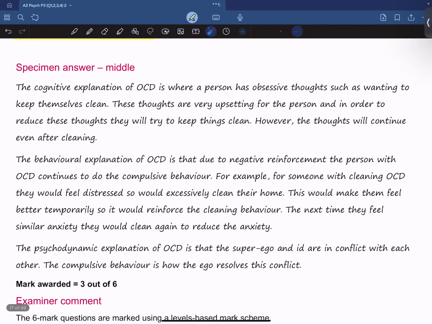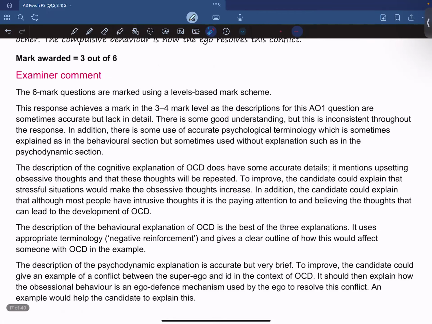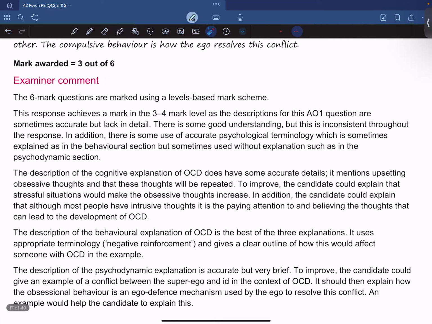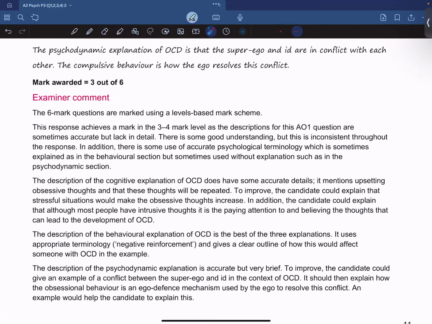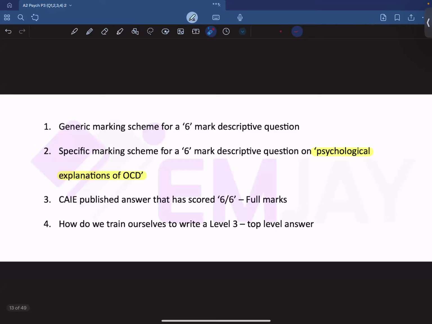You might as well want to pause this video over here and give this a read. This would help you understand why the student has scored a 3 out of 6 and not a 6 out of 6. These are the examiner comments to this, just in case you want to give this a read as well. Now, in our revision lesson today, like I had initially mentioned, we would initially speak about the generic marking scheme for a 6-mark question.